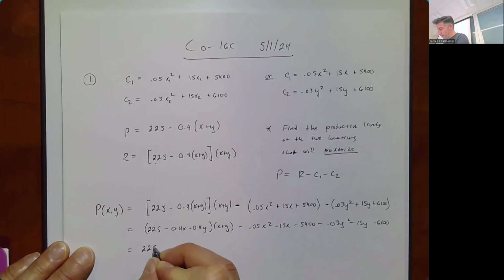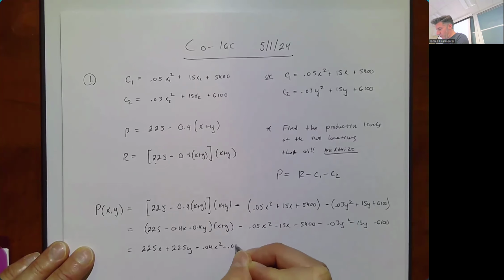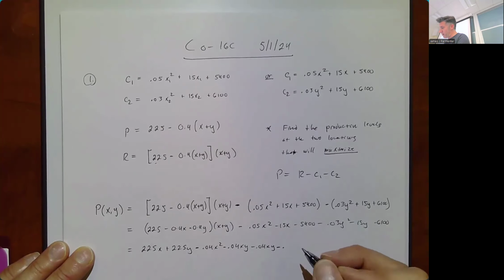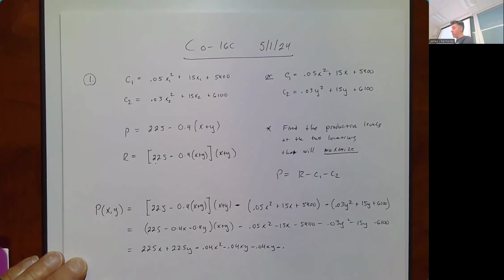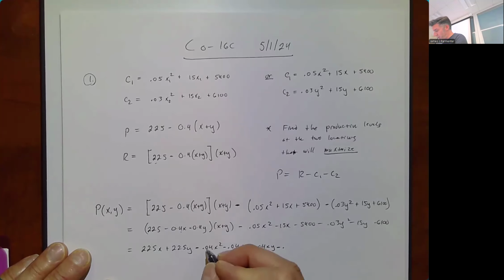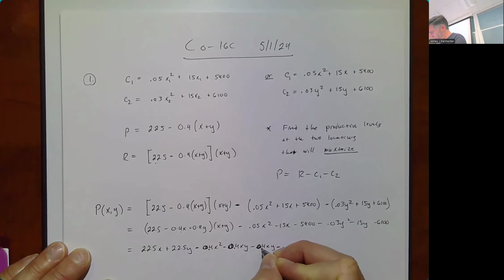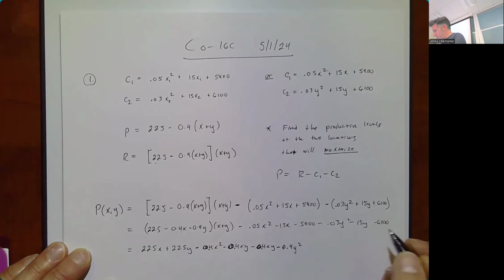Foiling out here is going to be a bit much. We're going to have 225x plus 225y minus 0.4x squared minus 0.4xy minus 0.4yx, which is the same as xy, minus 0.4y squared. Oops, I said and wrote the wrong thing. I should have been saying 0.4 and I was saying 0.04. So be careful there, that should be a 0.4x squared, a 0.4xy, a 0.4xy, and a 0.4y squared. Minus all the same stuff.